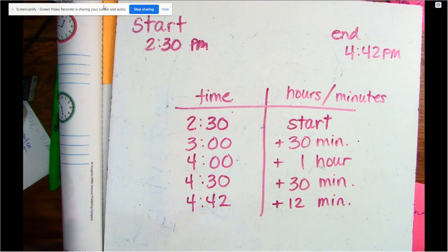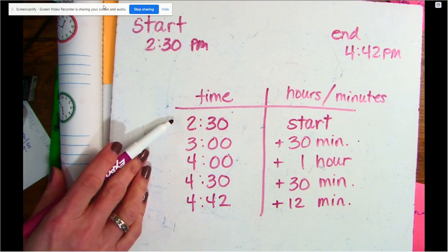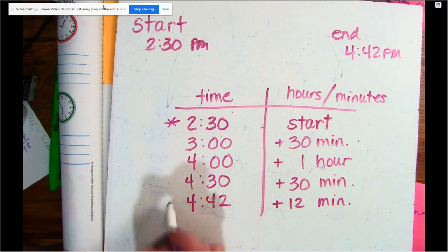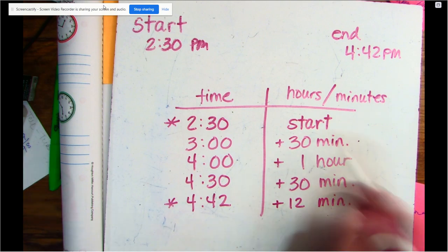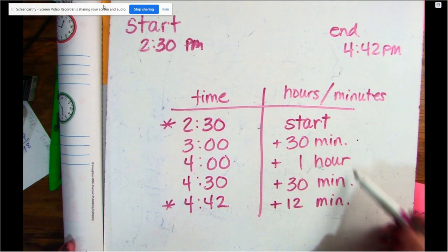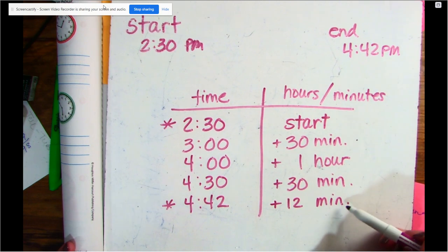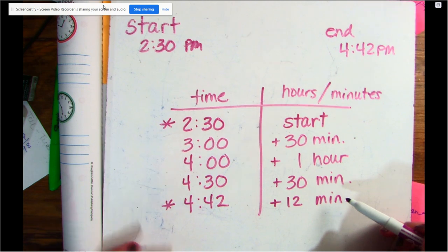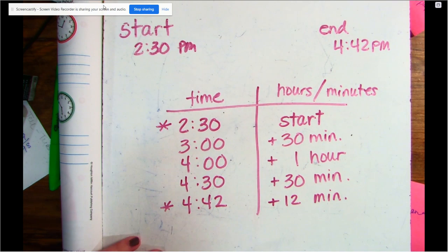Okay, so we started at 2:30. We ended at 4:42 because that's our end time on our chart. Now I've got to figure out how much time is that? I've got 30 minutes and 1 hour, another 30 minutes and 12 minutes. And I want to start grouping things together. How can I make time, right? Make groups of time. You know that 60 minutes makes an hour.